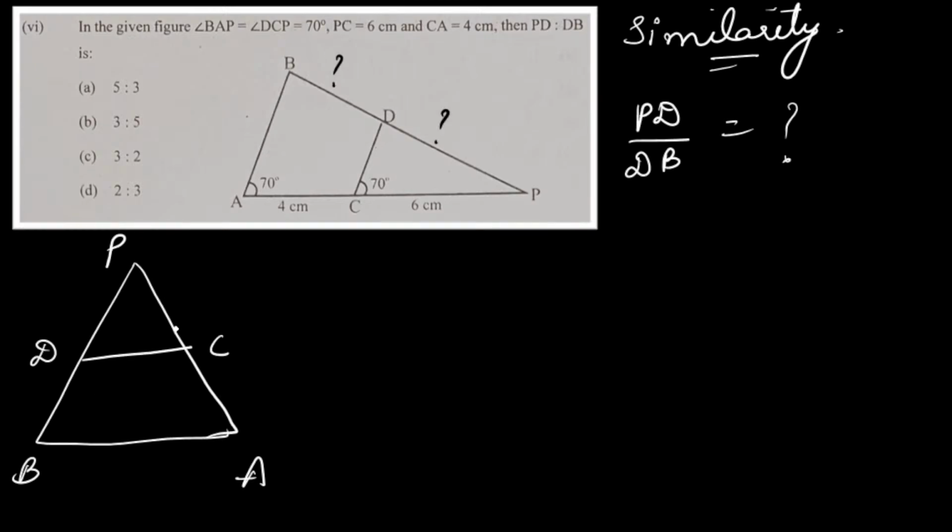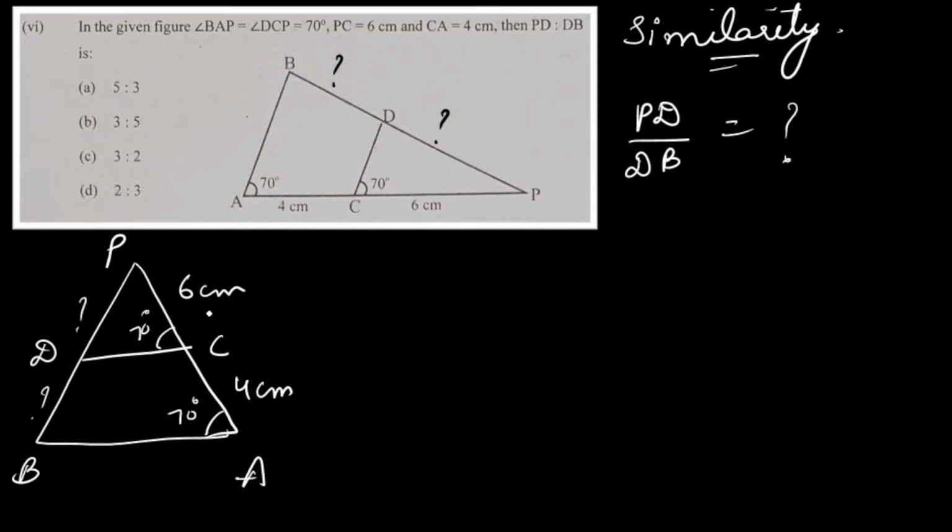So this angle is equal to 70 degree, and angle A is also equal to 70 degree. PC is given to us as 6 centimeter and AC is given to us as 4 centimeter. Now we have to find the ratio of PD and DB. Ratio I have to find, that means their fraction. So how to find that?